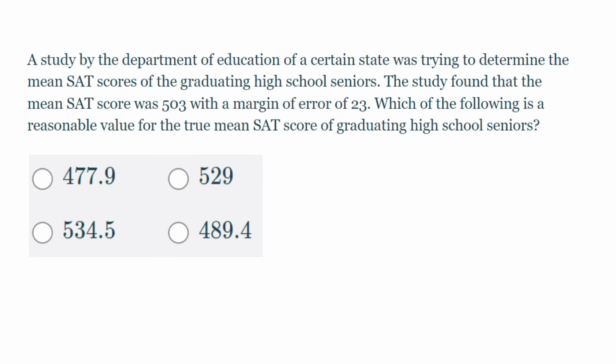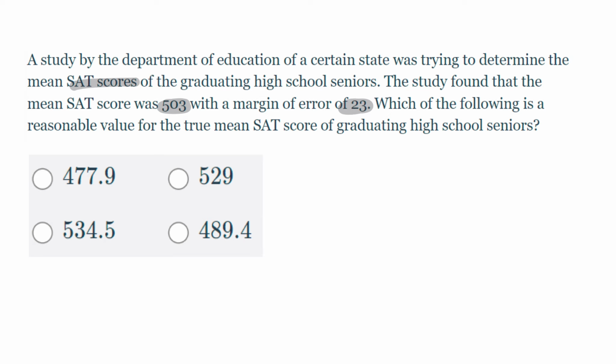So the next example we have on our Delta Math says a study by the Department of Education of a certain state is trying to determine the mean SAT scores again. Students found that the mean SAT score was 503 with a margin of error of 23.